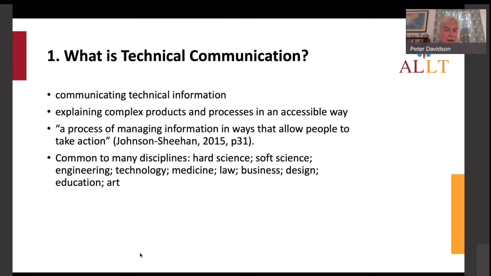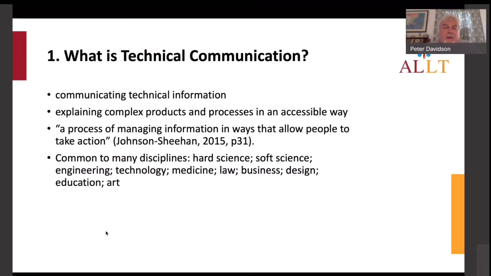In Johnson Sheehan's textbook, he describes technical communication as a process of managing information in ways that allow people to take action. So people can only take action if they understand it. And of course, it's common to many different disciplines. It's not just computer science. It's common to hard science, soft science, engineering, technology, medicine, law, business, design, education, art. In fact, it's difficult to think of an area that is not influenced by technical communication in some way.